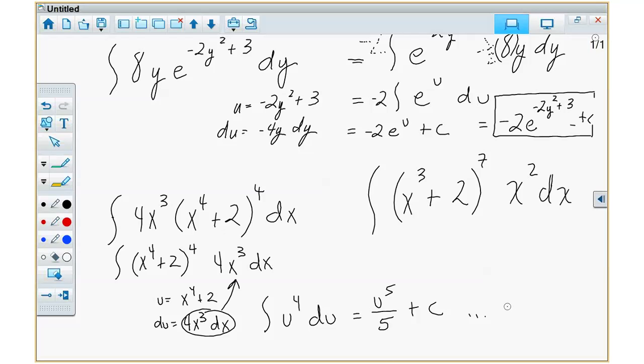So that's going to be (x to the 4th plus 2) to the 5th power over 5 plus c. Please do not forget the plus c. Why do I tell you not to forget the plus c?